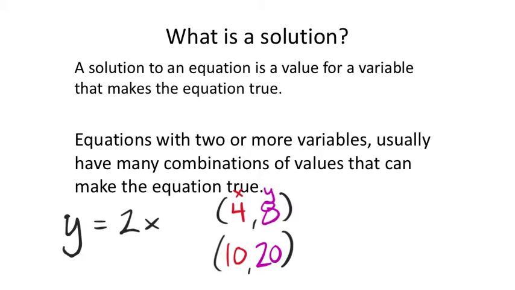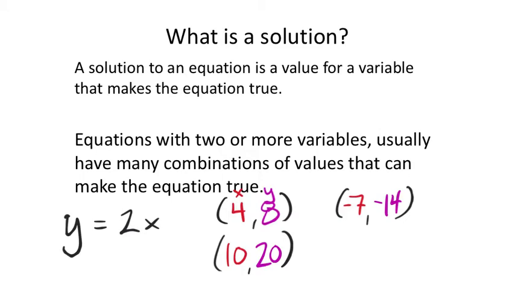Okay, so 10, 20 also makes the equation true. And just to emphasize this, I'm even going to make the x value a negative. Let's say that it was negative 7, okay? If you said x was negative 7, then negative 7 times 2, that would give us the corresponding y value that is negative 14. So here's 3 ordered pairs that make this equation true.